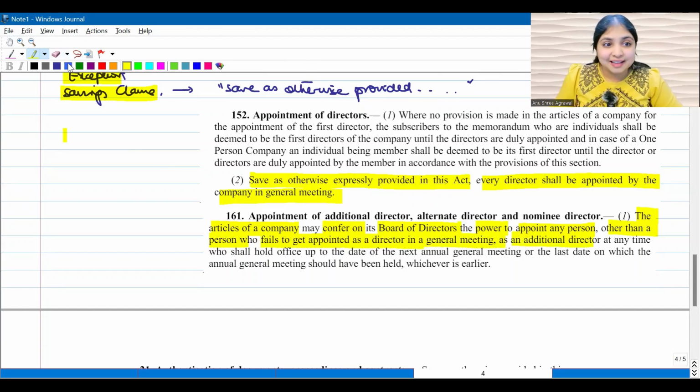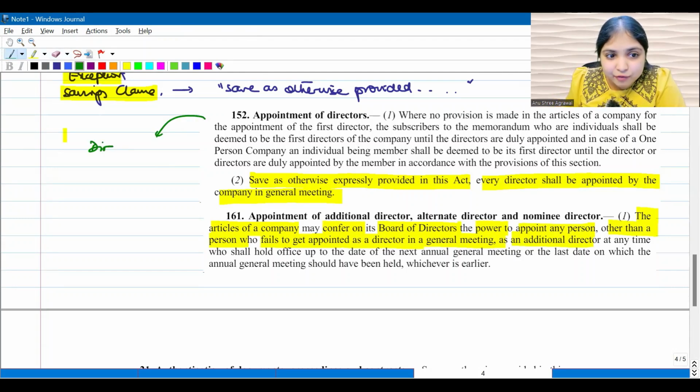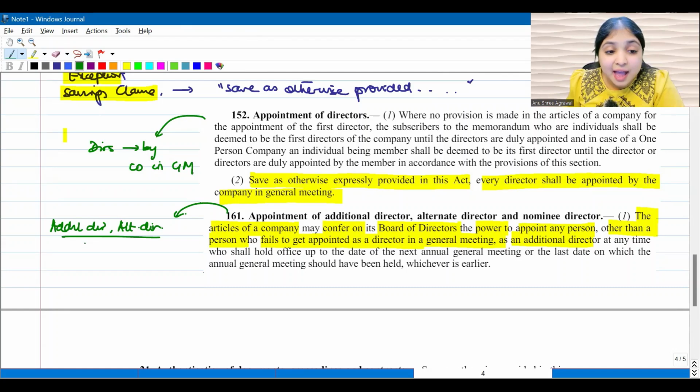So see, there's a contradiction. Section 152 is saying that directors have to be appointed by whom? Directors have to be appointed by the company in the general meeting. Now, section 161 talks about additional directors also. It talks about alternate directors also. Even they are directors of the company, guys. And they are appointed by whom? They are appointed by the board of directors. So, don't you think there is a clear-cut contradiction?